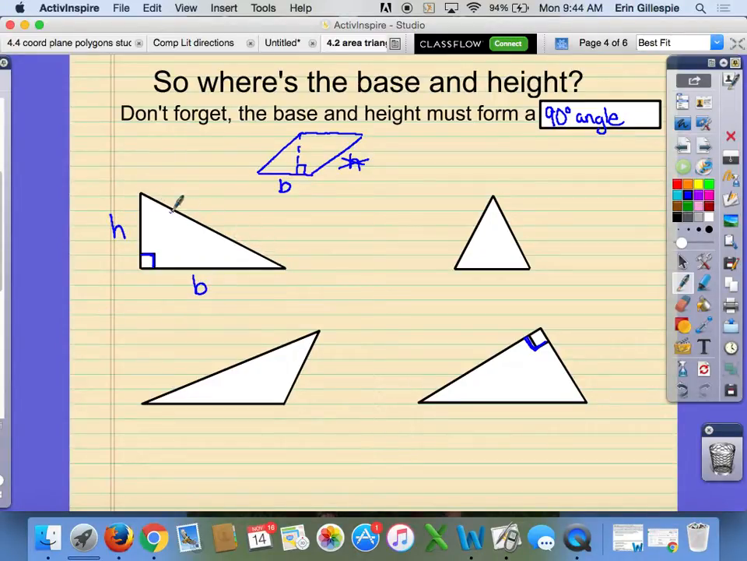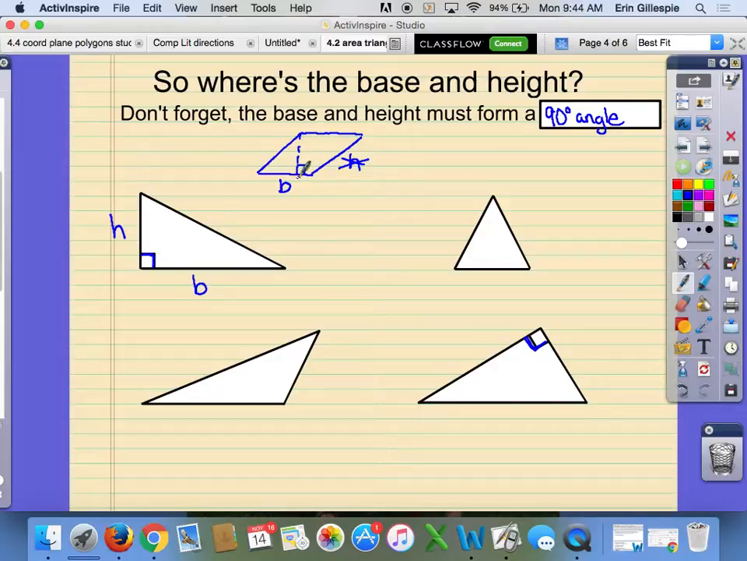This line doesn't matter at all for finding your area. So think about that for your other triangles here. You need a base and a height. Think back to when we did parallelograms. Sometimes you have to draw in a line that creates a 90-degree angle with your base and your height, and you are going to have to do that with a few of your triangles here.